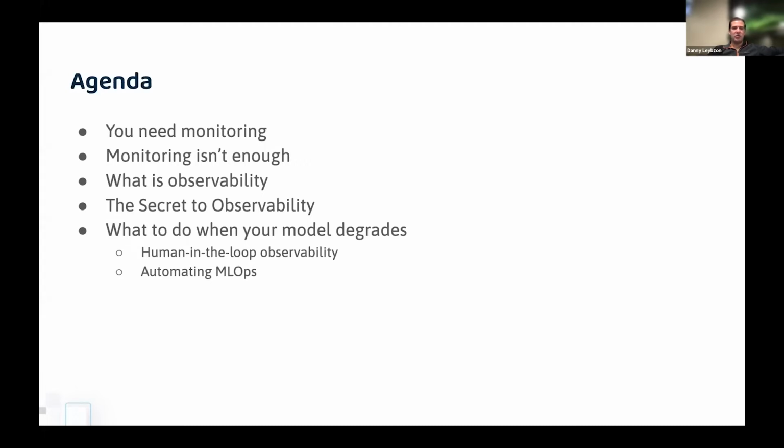Finally, after tackling all of these conceptual things and talking about the value of observability, I'm going to get a little bit more hands-on and give a blueprint or a recipe for what you can do when your model or your machine learning system degrades. And I'm going to offer two different approaches. One of them I term human in the loop observability, and the other one is automated MLOps or auto MLOps.